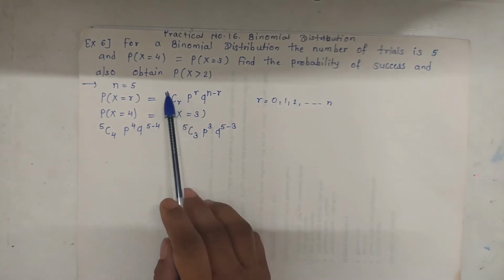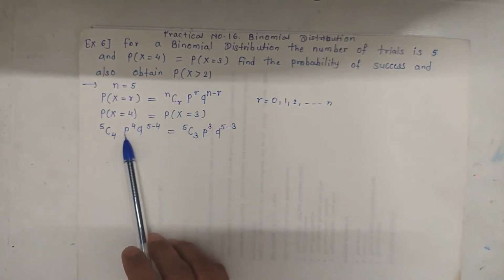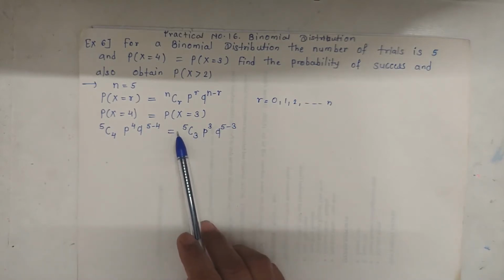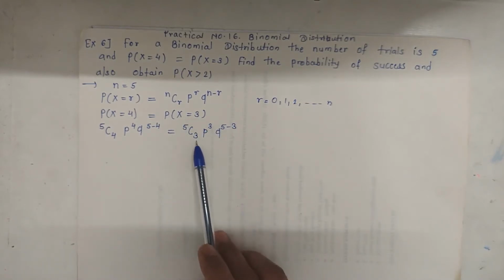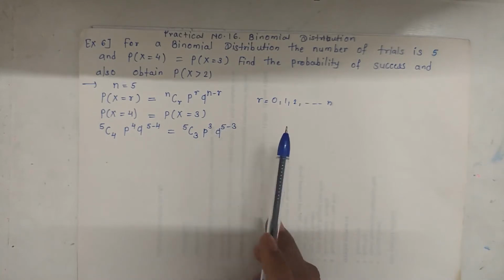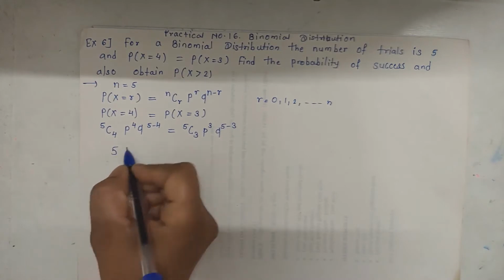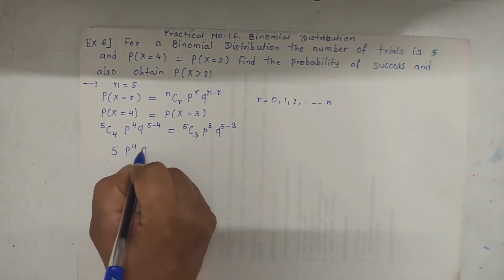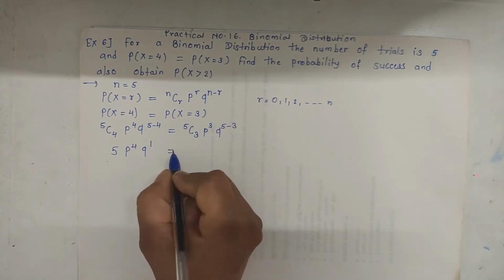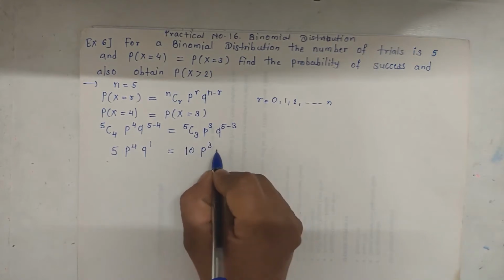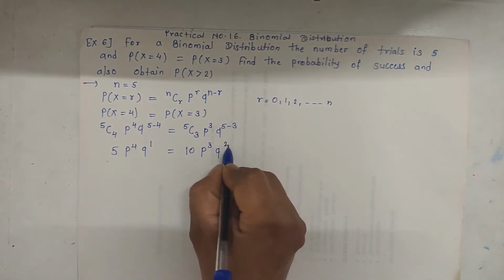5C4 using this formula. For r is equal to 4, 5C4 p raised to 4 into q raised to 5 minus 4 is also equal to, for r is equal to 3, 5C3 p raised to 3 q raised to 5 minus 3. So we can write the value of 5C4 is 5, p raised to 4 and q raised to 5 minus 4, that is 1, is equal to the value of 5C3 is 10, p raised to 3 and q raised to 5 minus 3 is equal to 2.